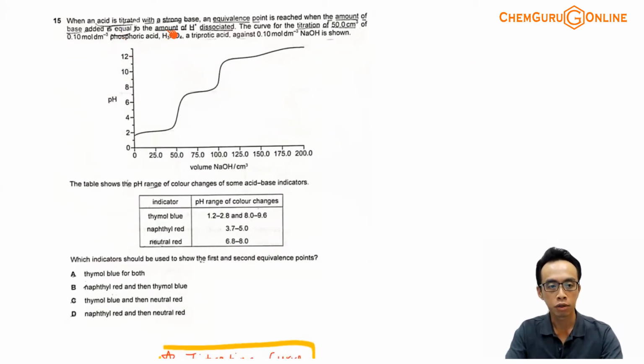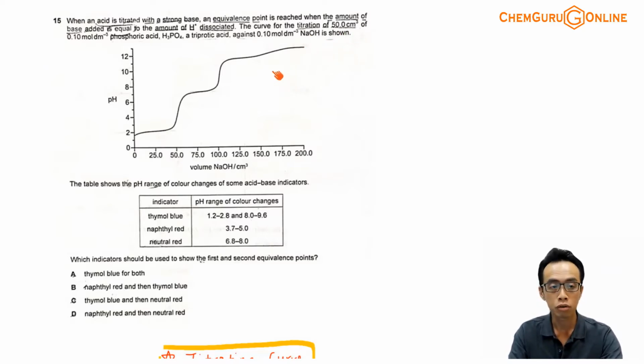When an acid is titrated with a strong base, an equivalence point is reached when the amount of base added is equal to the amount of H+ dissociated. The curve for the titration of 50.0 cm³ of 0.10 mol per dm³ phosphoric acid, a triprotic acid, against 0.10 mol per dm³ NaOH is shown.